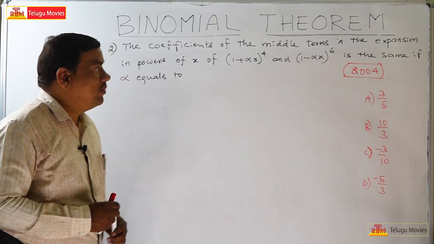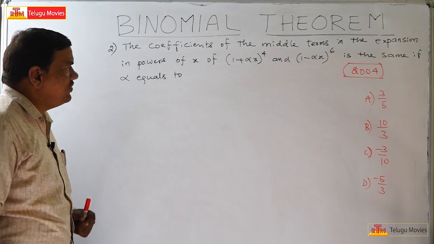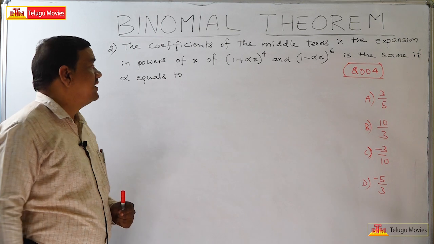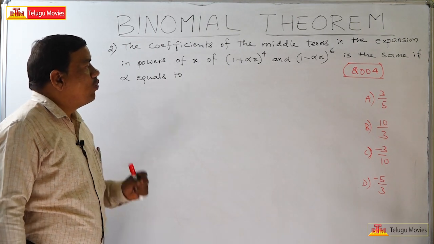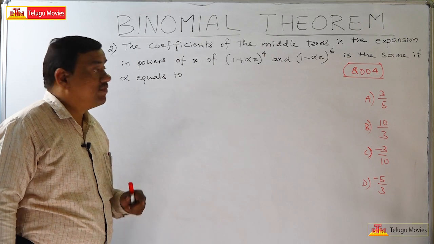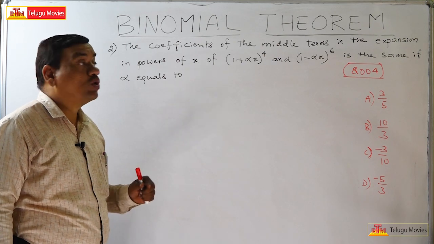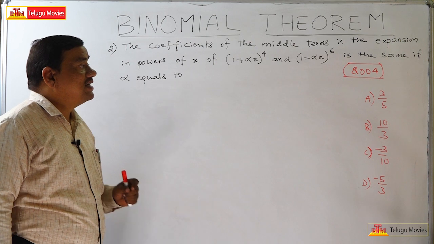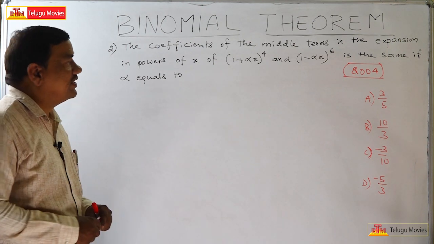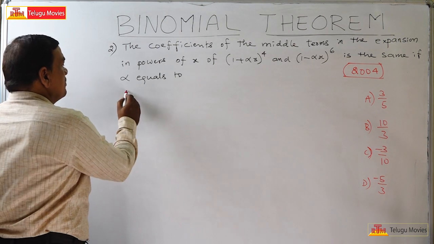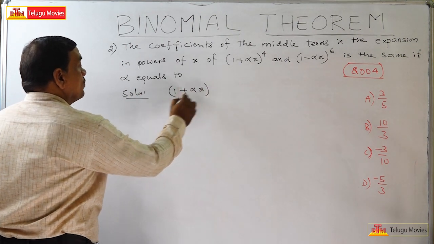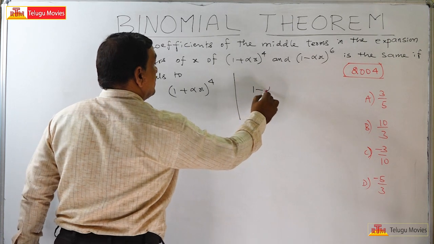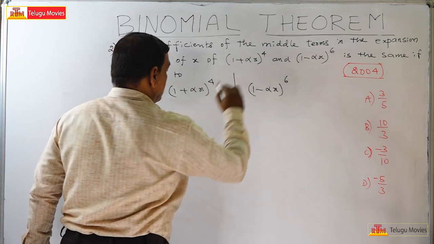Welcome to this problem. The coefficients of the middle terms in the expansion in powers of x of (1 plus alpha x) whole to the power of 4 and (1 minus alpha x) whole to the power of 6 are the same if alpha is equal to what? Very easy. This is a problem on middle terms. So this is (1 plus alpha x) whole to the power of 4 and (1 minus alpha x) whole to the power of 6.